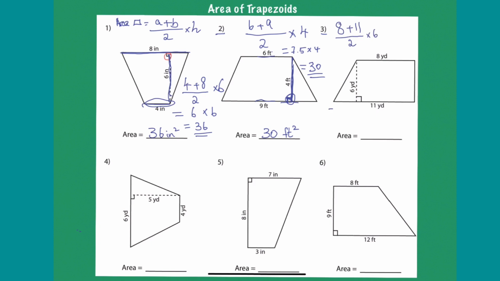So 8 plus 11 is 19. 19 divided by 2 is 9.5, times 6. So 9.5 times 6 is 57. So your final answer is 57 square yards. That's how you find the area of a trapezoid. Now let's try and do number 4 right here.